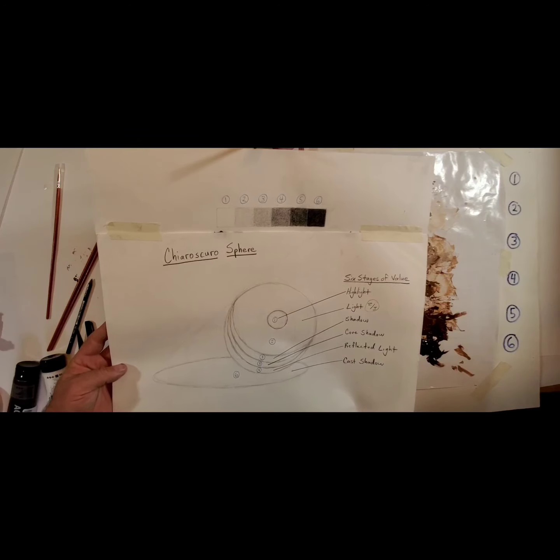So we're going to do a little bit to mess around with value in the background and see if we can get the illusion of three dimensions of the sphere even greater by having the background tones manipulated for the illusion. Okay, so we're going to create a horizon line.